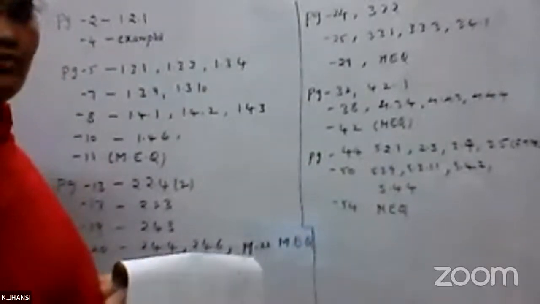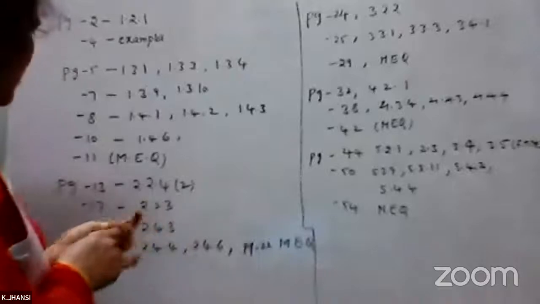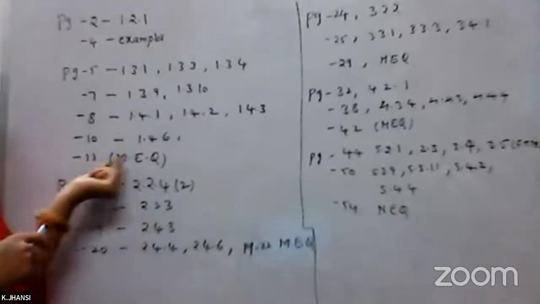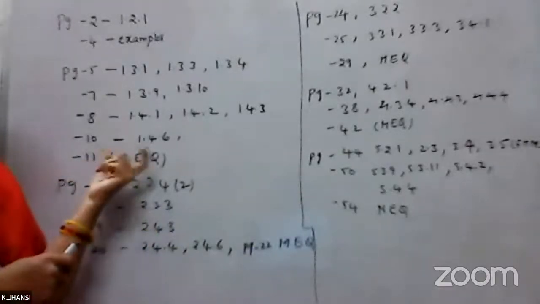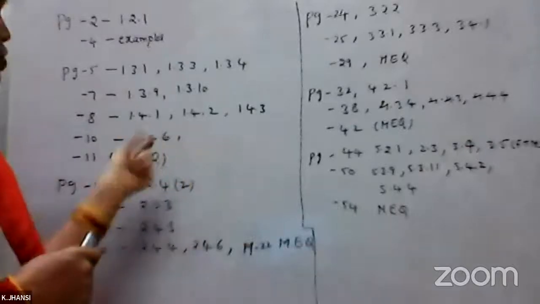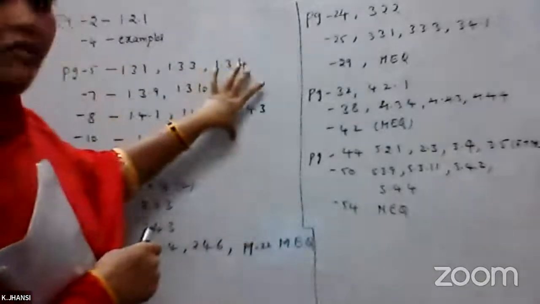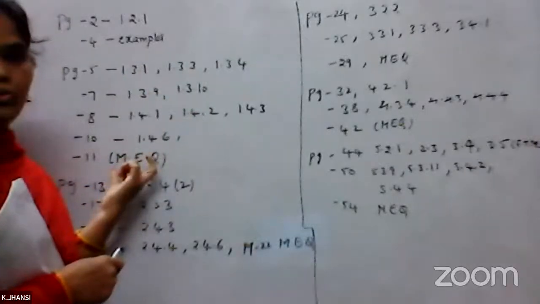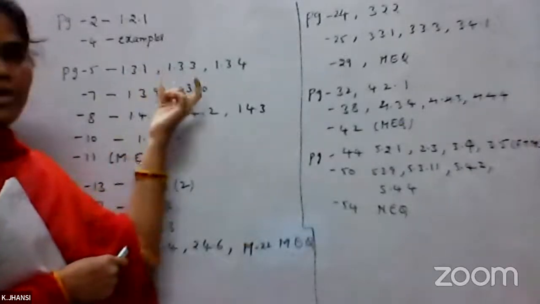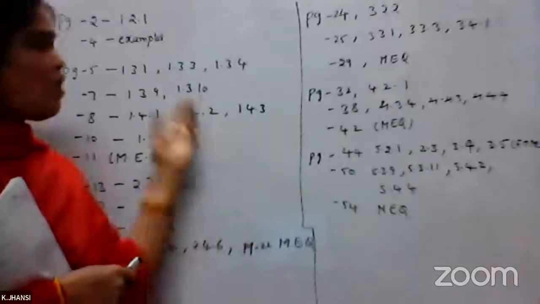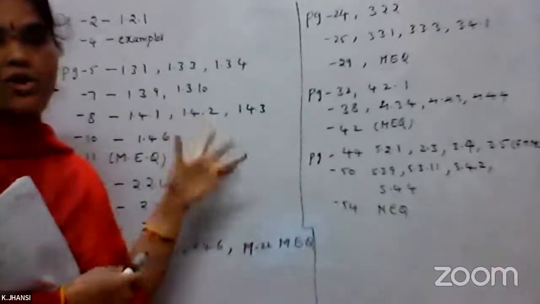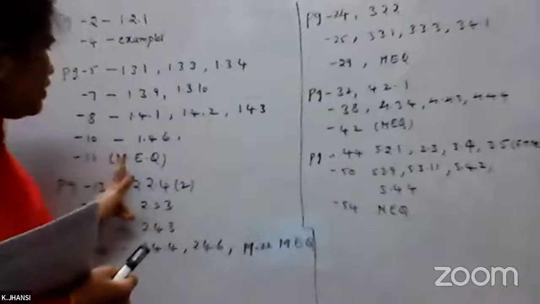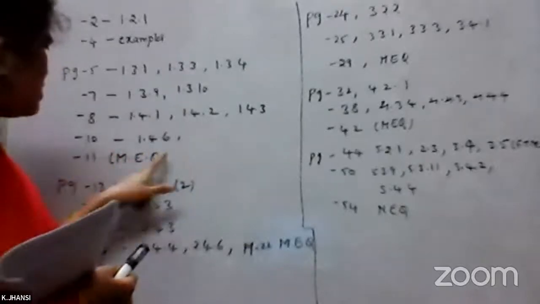The last page number here, 11, is for MEQ questions, that means model examination questions. For these important ones I have given, the framing of those questions you will have in the MEQ. A combination of two theorems, or a combination of a definition and a theorem, will be given in the MEQ questions. So this is the first unit.